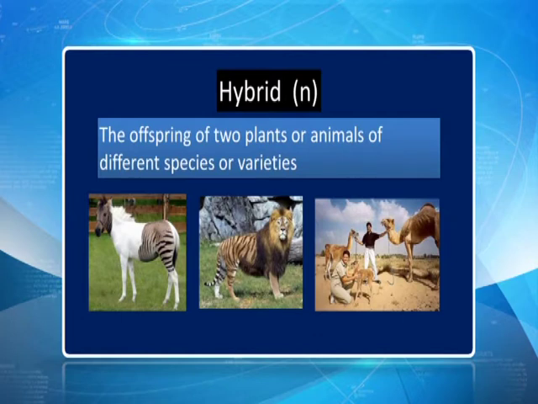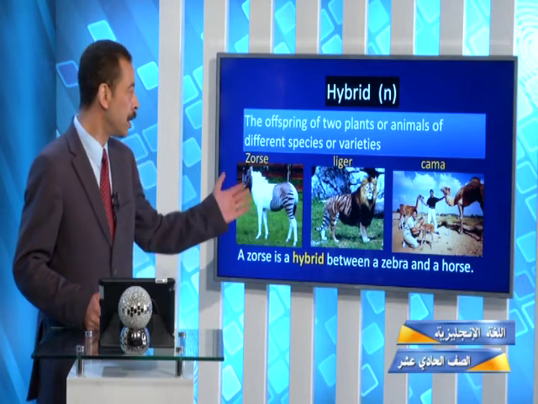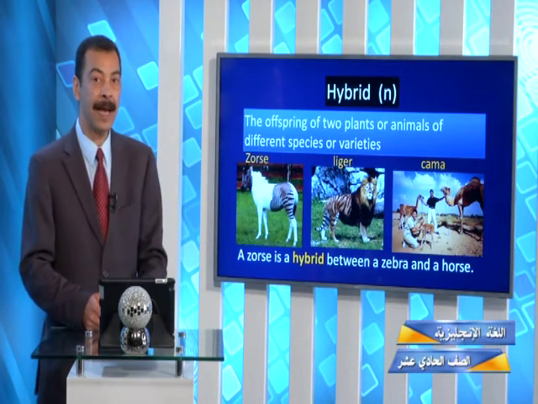The first one is a hybrid between a zebra and a horse, and it is called zorse. Another hybrid is the liger, which is a hybrid between lion and tiger. And the third picture is about a cama, which is the offspring of a camel and a llama. A sentence illustrating this word could be, a zorse is a hybrid between a zebra and a horse. And of course you can make sentences of your own with the words liger and cama.